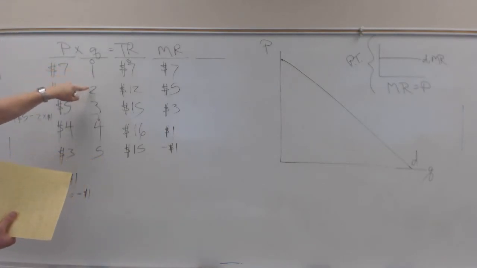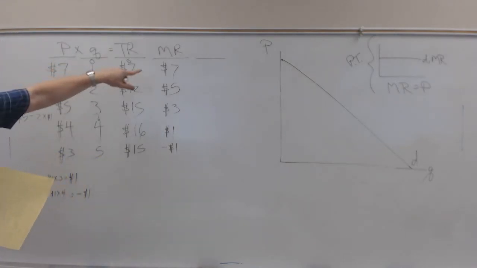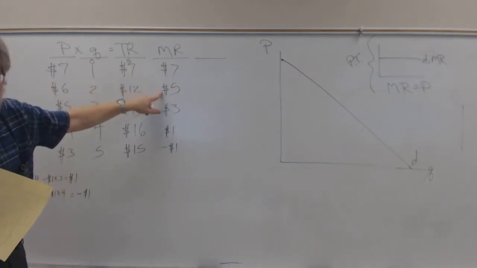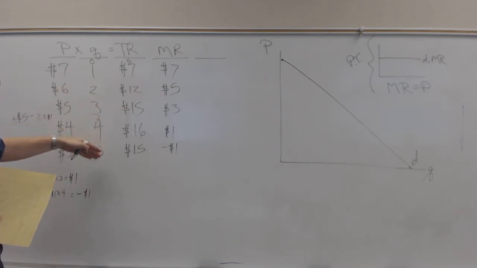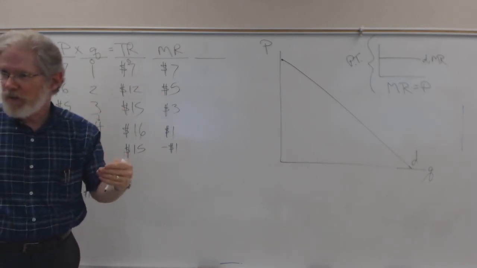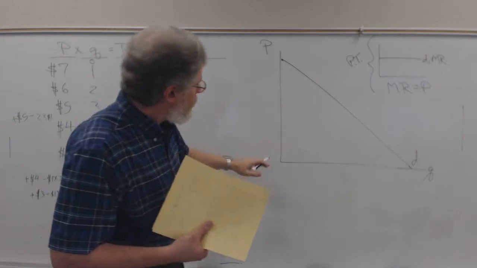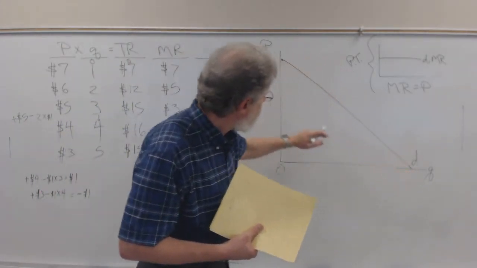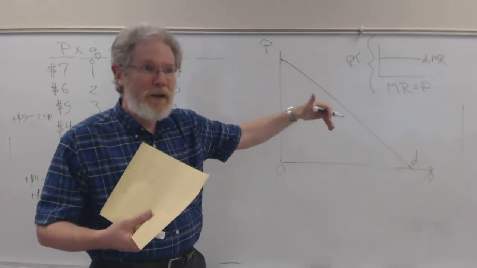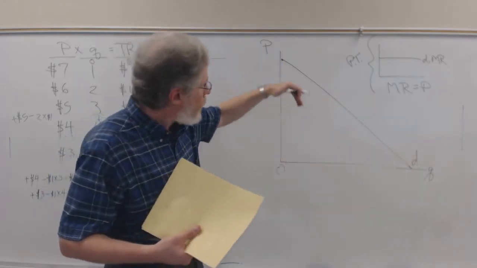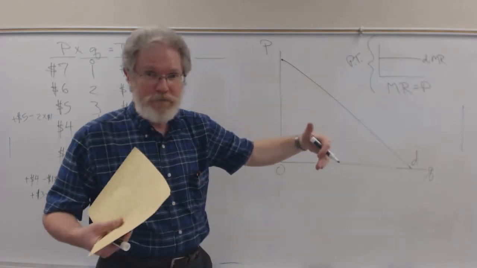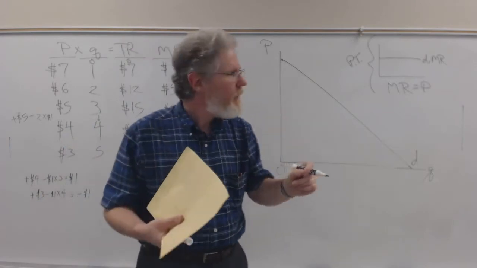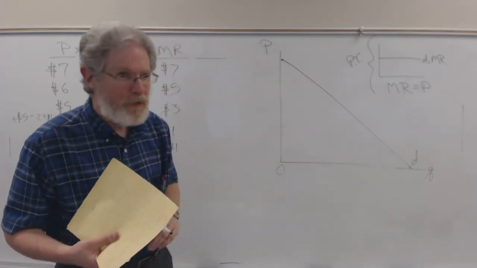Notice for every unit after the first one, price is greater than marginal revenue. And the more you produce, the greater that difference is going to be. So as we start from 0 and move in this direction, the price is going down and the marginal revenue is going down. But marginal revenue is going down faster, and the marginal revenue is always going to be below the demand curve.